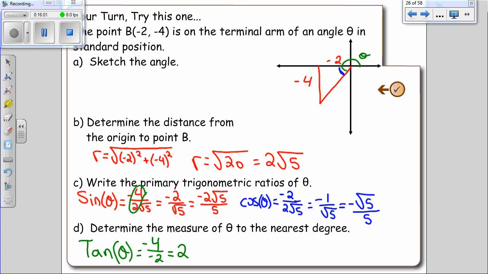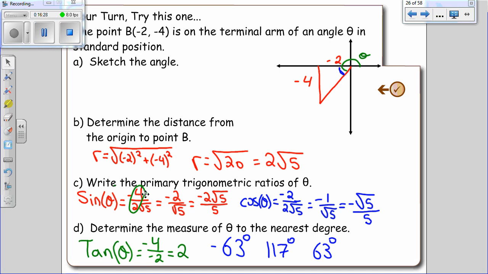She got negative 63 degrees when she used sine. I used cos, I got 117 degrees. And if you use tan, you get positive 63 degrees. You got 3 different answers by using the 3 different ratios. One of them is accurate for telling you this inside angle.